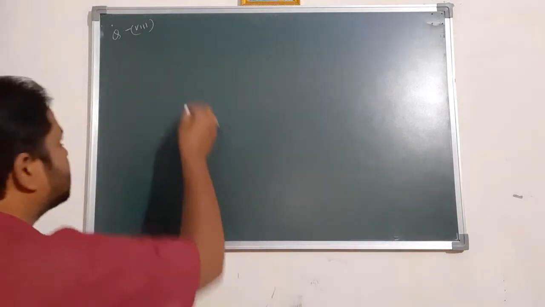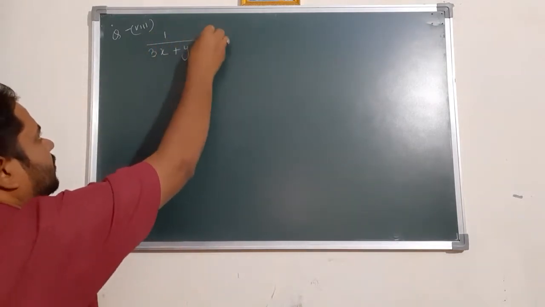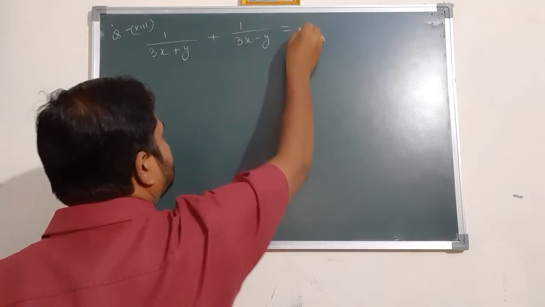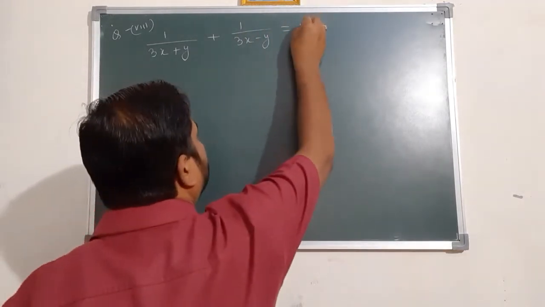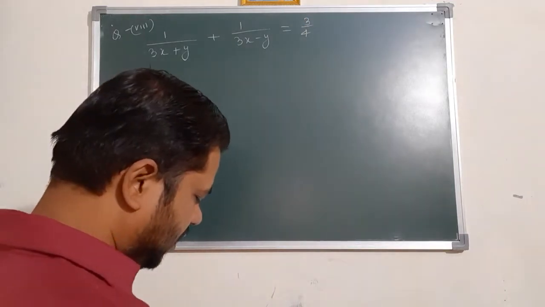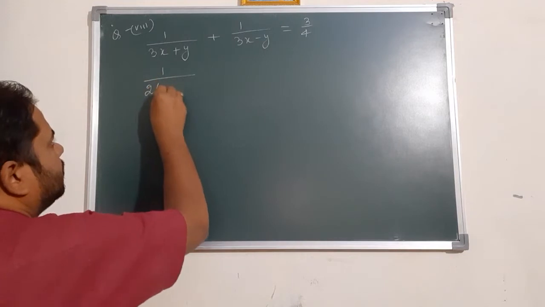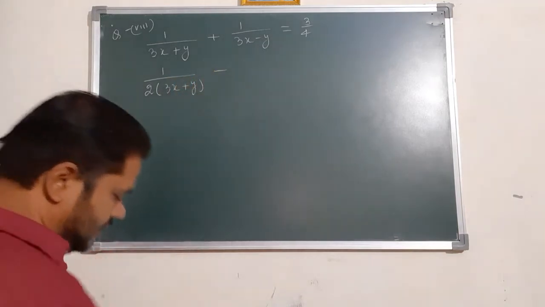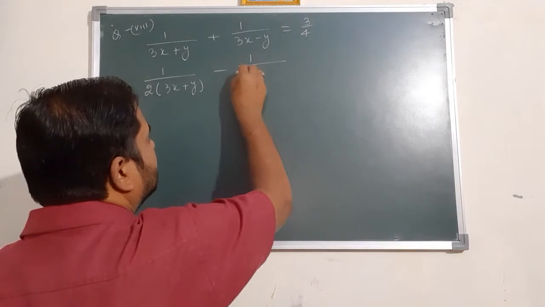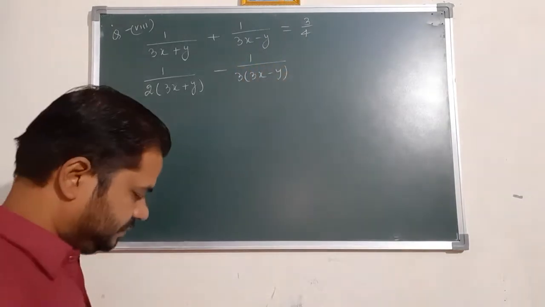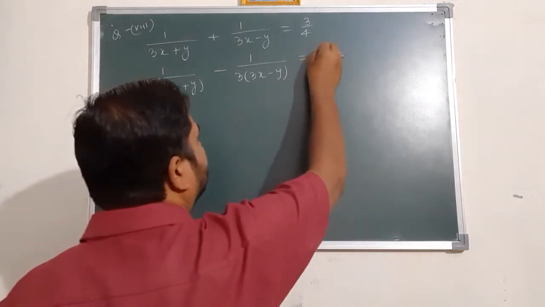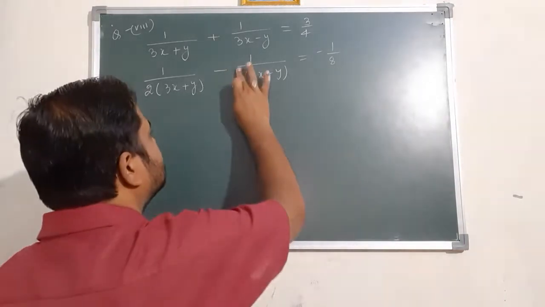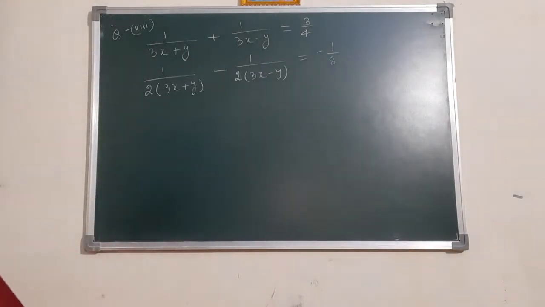1 upon 3x plus y plus 1 upon 3x minus y is equal to 3 by 4, and 1 upon 2 times 3x plus y minus 1 upon 3 times 3x minus y is equal to minus 1 upon 8. Now see how to solve this question.